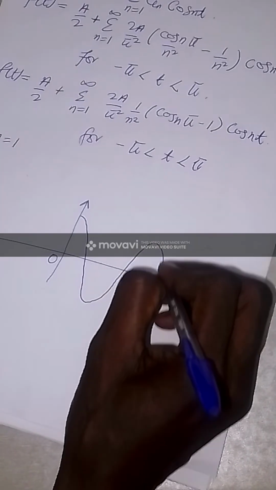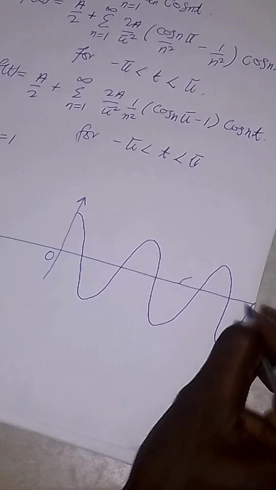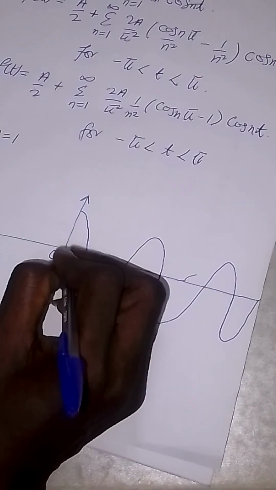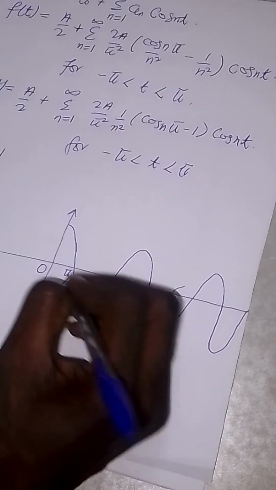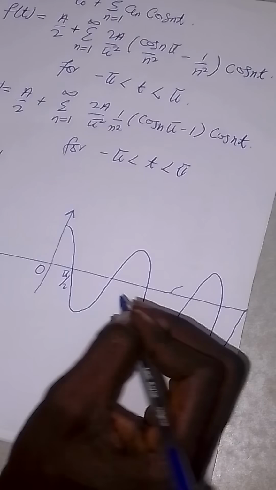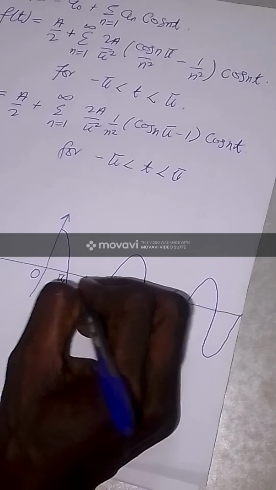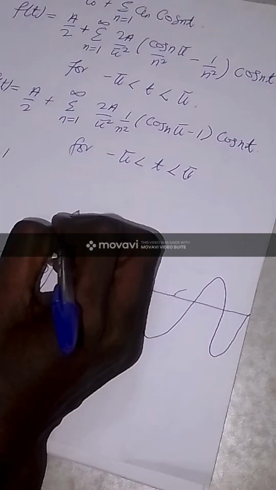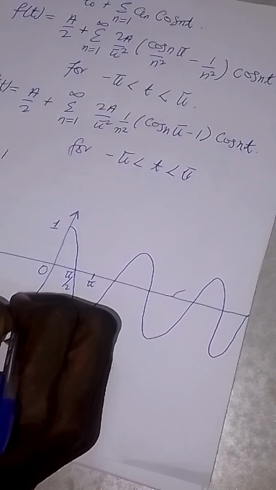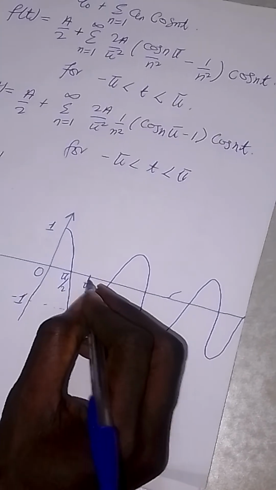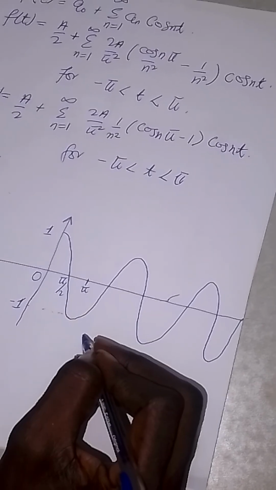Cosine is always like this. So now if here is 0, here is pi on 2, because pi on 2 is cos 90, and cos 90 is 0, so pi on 2 is 0. Here is pi. So now we have to know that this place is 1, and then this place is minus 1. So that means that cos pi is minus 1. Cos pi is minus 1.